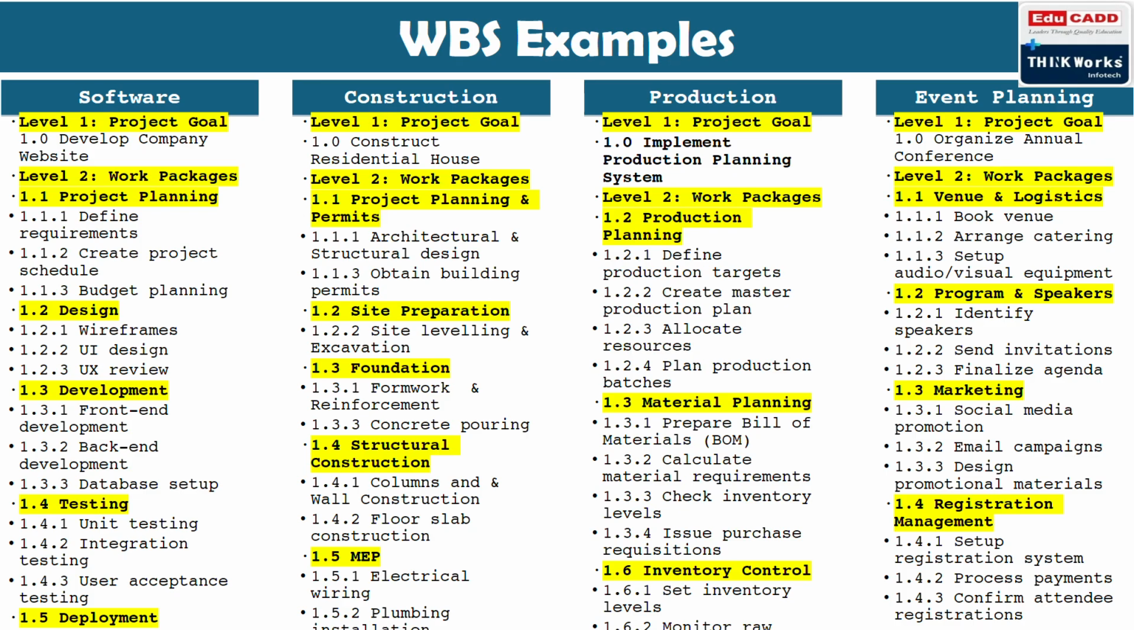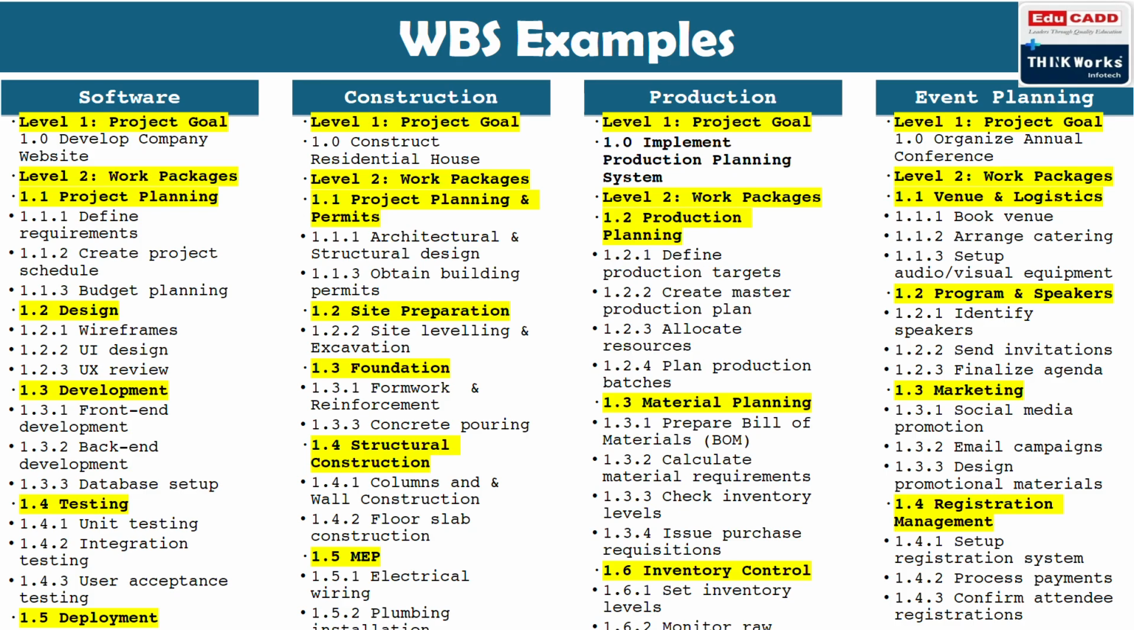When you see the examples, I have listed some examples of WBS based on different usage. I have listed how our WBS should be for software, and what WBS we have to use for construction purposes. When you do a production schedule, what WBS we have to use. When you are doing event management, what WBS. Like this, based on the requirement, we will be dividing and preparing our WBS.